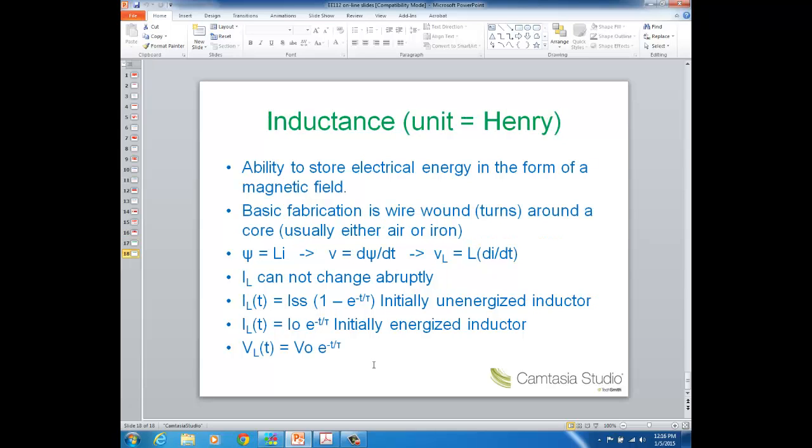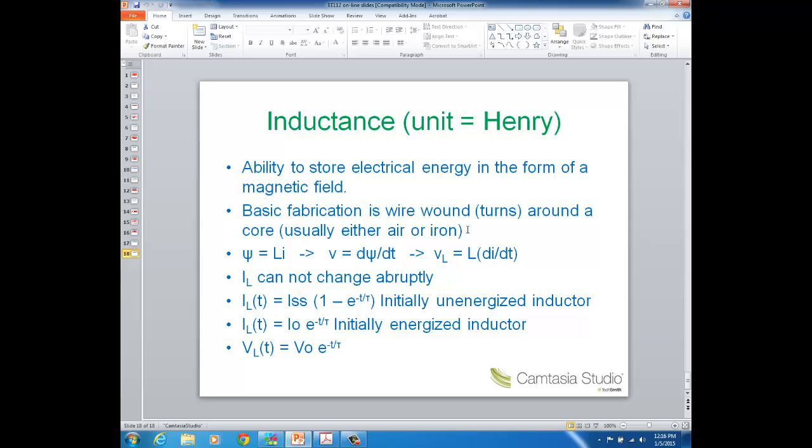Here are some basics of inductors. Inductors have units of henries. An inductor, or inductance, is the ability to store electrical energy in the form of a magnetic field. Your basic fabrication of an inductor is that you take wire and wind it up. Sometimes you just have what's called an air core, where you wind the wire into a loop. Other times you'll take the wire and wrap it around some iron, which actually improves your inductance.